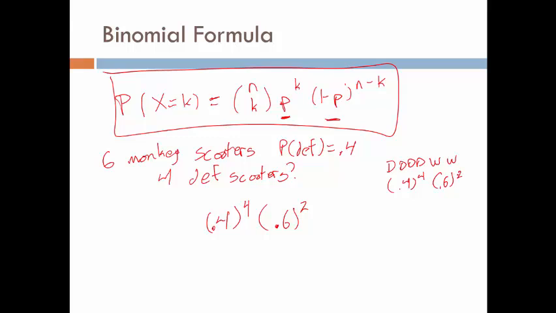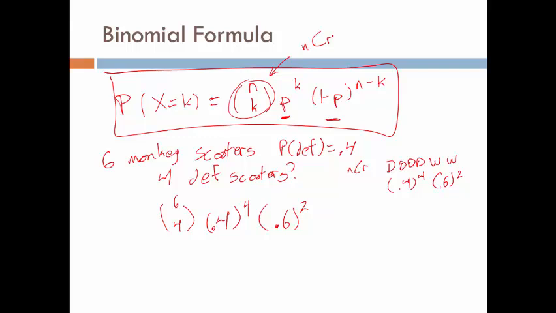But we're also aware that there's a lot of ways we can combine these 4 D's and these 2 W's. And we used nCr, right? So we used that nCr function. Well, that's all this n over k is. N is the total number, so 6 choose 4. All this is the nCr, but that's just the way that it's written on the formula sheet.